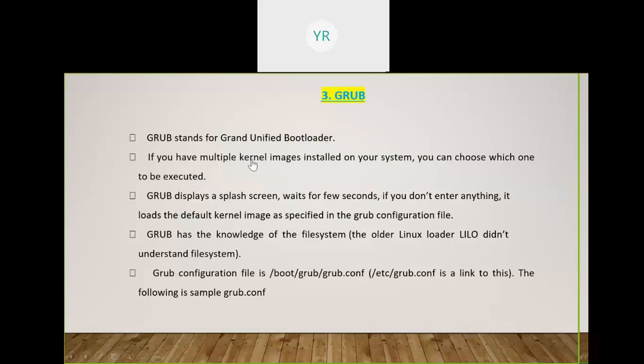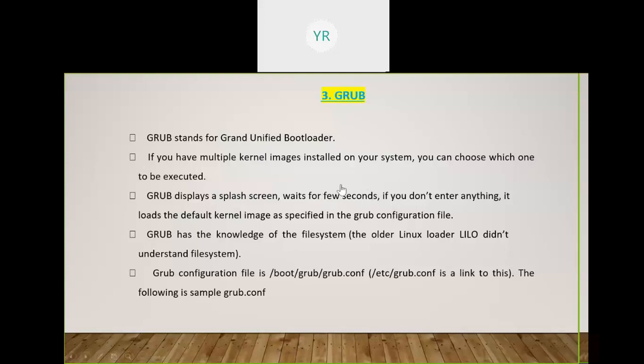Okay, if you want to choose which one, that can be chosen from grub only. I will show you how to do that. Next, grub displays a splash screen and waits for a few seconds while booting. You will get some splash screen. Okay, it will wait for some seconds. If you don't disturb that screen, it loads the default kernel image that was specified in your grub configuration file. I will show you now how much time it will wait.